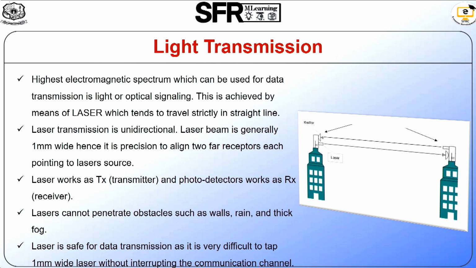Looking at the diagram, we observe that the laser works as transmitter and the photo detector works as receiver. Laser cannot penetrate obstacles such as walls, rain or fog. Also, the laser beam is distorted by wind, atmospheric temperature or variations in temperature in the path. So, laser is safe for data transmission as it is very difficult to tap a 1 millimeter wide laser without interrupting the communication channel.